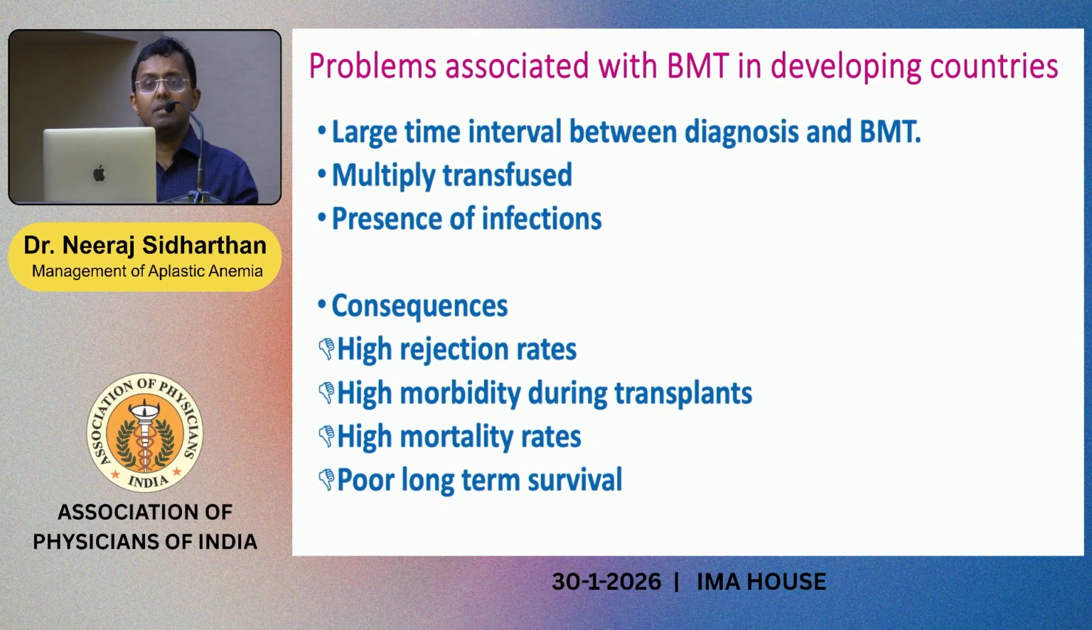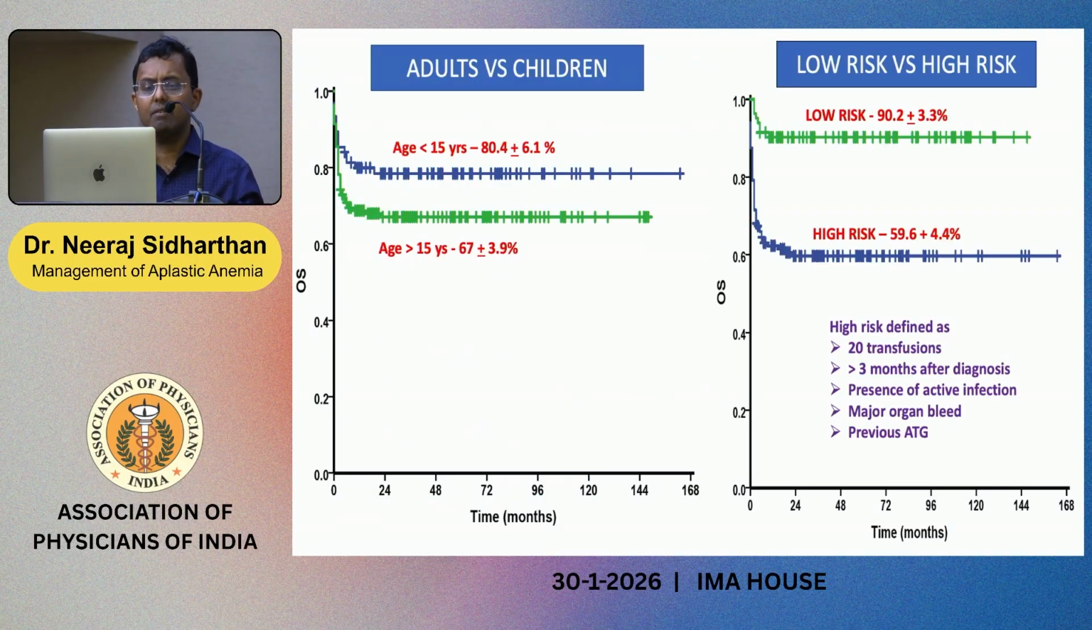But it's a different thing that we see in India because we see a large lag time between the diagnosis and bone marrow transplant. The patients are often multiply transfused, and a lot of infections are there. So the bone marrow transplant results you see may not be the actual picture in India. We have higher rejection rates, higher morbidity during transplants, higher mortality rates, and poorer long-term survival. These are some of the problems, not only in India, but more so in the developing countries.